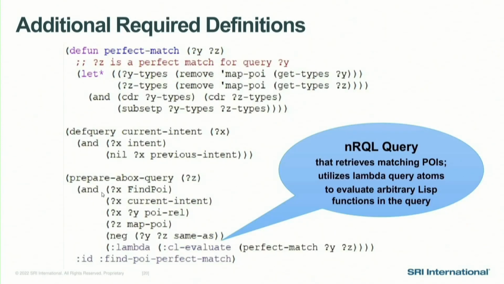The query that retrieves the matching POI instances from the A-box is shown at the bottom here, and it uses a lambda atom to evaluate whether the currently considered candidate A-box instance Z is satisfying the constraints specified on the query by example POI from the request, which here is simply the case if the types found on Z are a superset of the types of Y. So a Chinese restaurant would be a match for a restaurant, since Chinese restaurants are also restaurants, right? So we have a superset relationship.